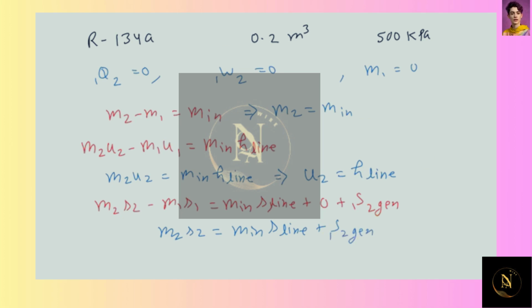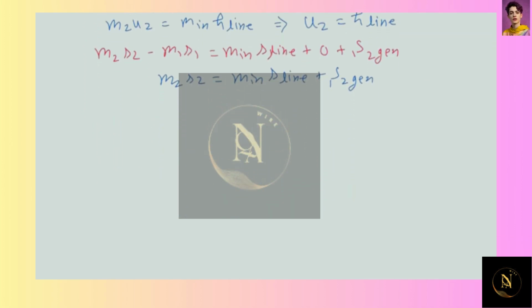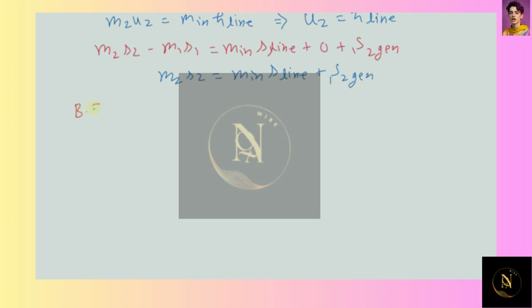Now refer to table B.5.1. So from there we can write h' is equal to 407.45 kilojoule per kilogram, and s' is equal to 1.7198 kilojoule per kilogram Kelvin.